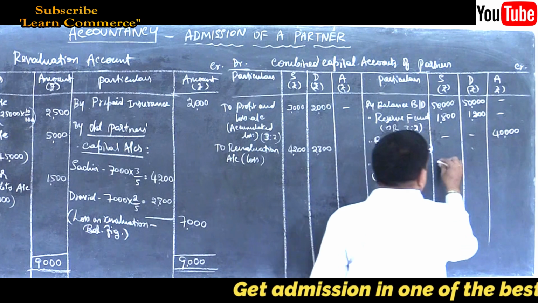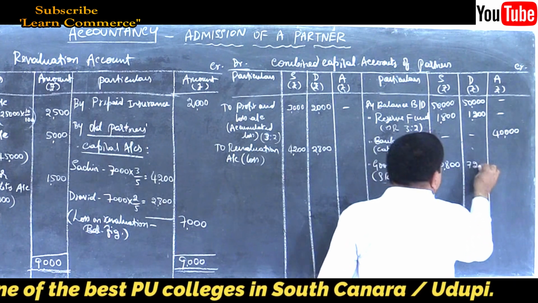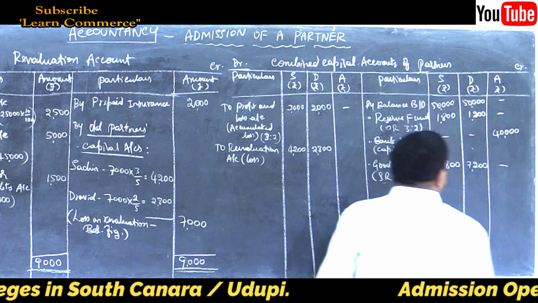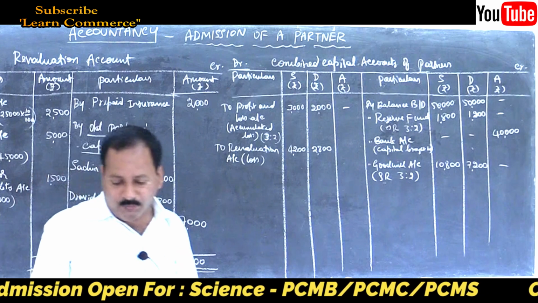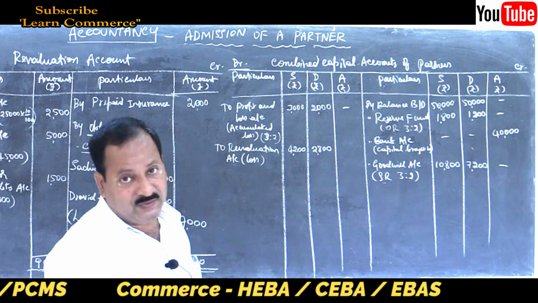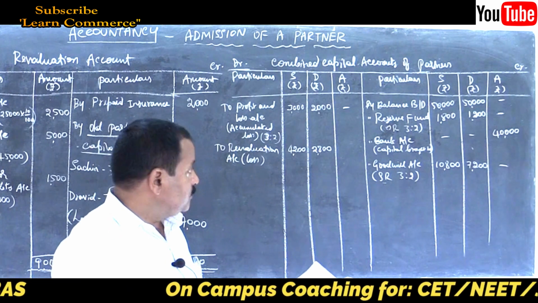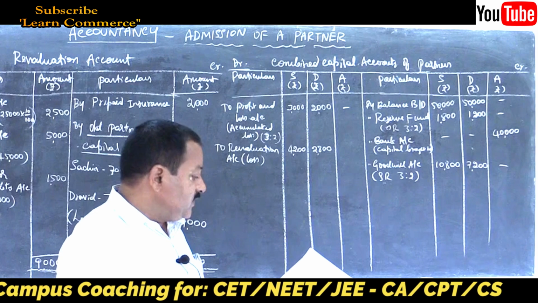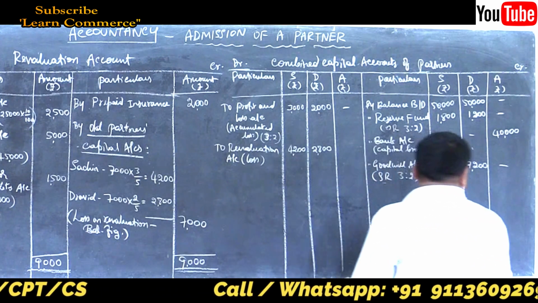10,800 and 7,200 only in old partners' capital accounts, because the total amount brought in by the new partner towards goodwill is how much? 18,000. Yes, it is 18,000. I think that's all. No other entries. So close the account and find out the difference.